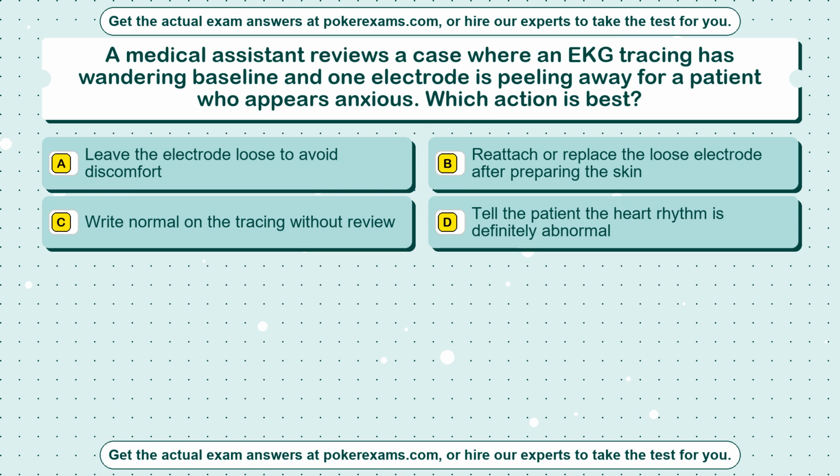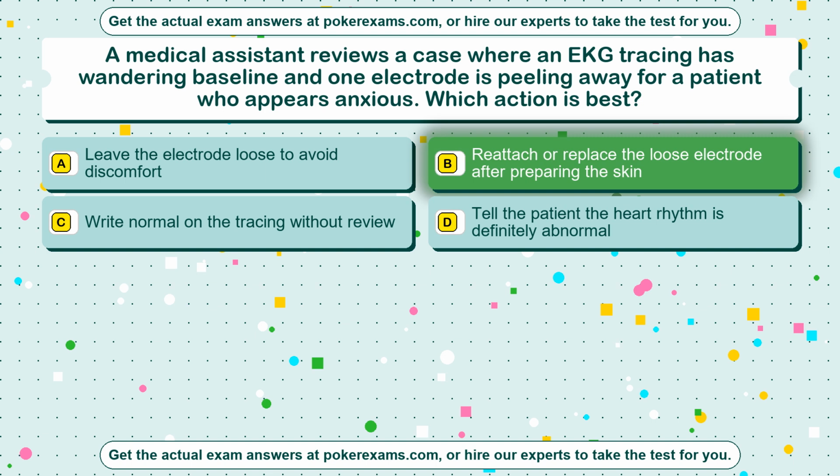Question 36. A medical assistant reviews a case where an EKG tracing has wandering baseline and one electrode is peeling away for a patient who appears anxious. Which action is best? Option A, leave the electrode loose to avoid discomfort. Option B, reattach or replace the loose electrode after preparing the skin. Option C, write normal on the tracing without review. Option D, tell the patient the heart rhythm is definitely abnormal.